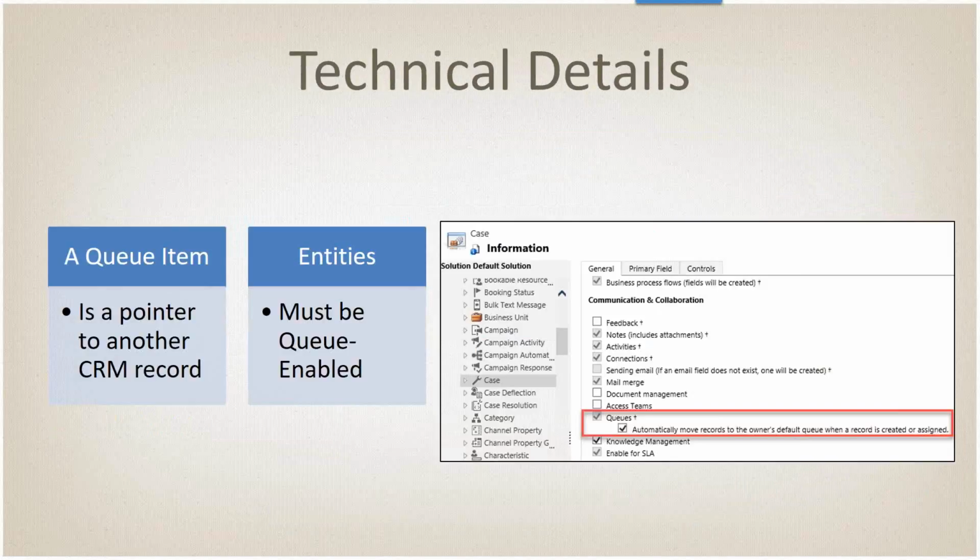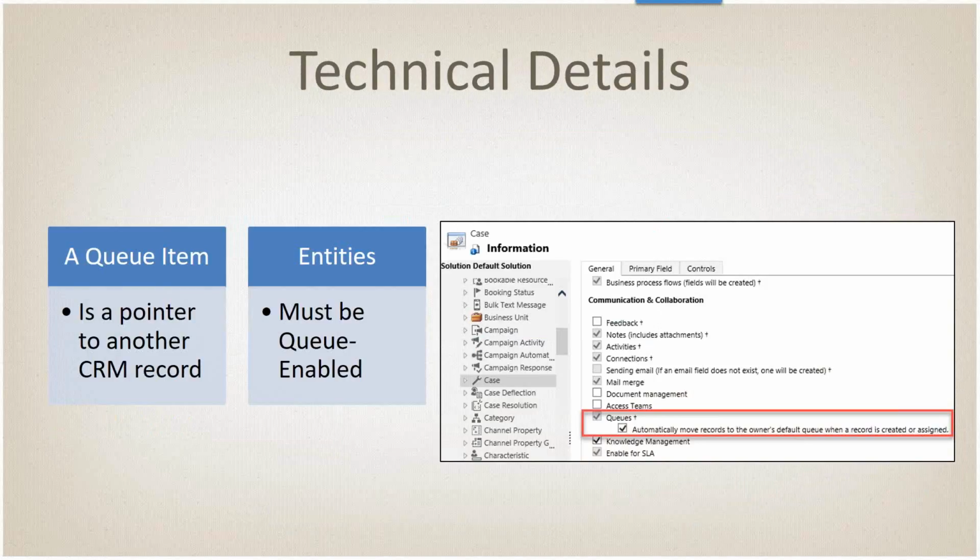Rodrigo says case conforms to a lot of queue items. Yes, in most cases what you're going to see in a queue is a case, but it doesn't have to be that way, which is a perfect segue into this slide. A queue item is just a CRM record that points to another CRM record. By default, a handful of items within CRM are already queue enabled, and you do that with that checkbox.